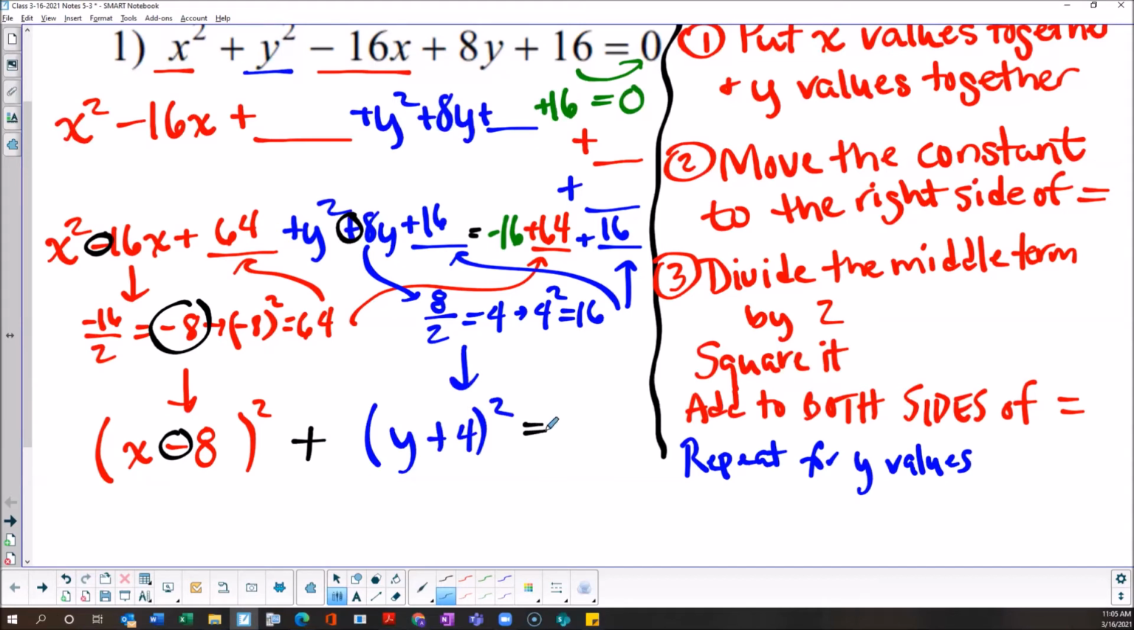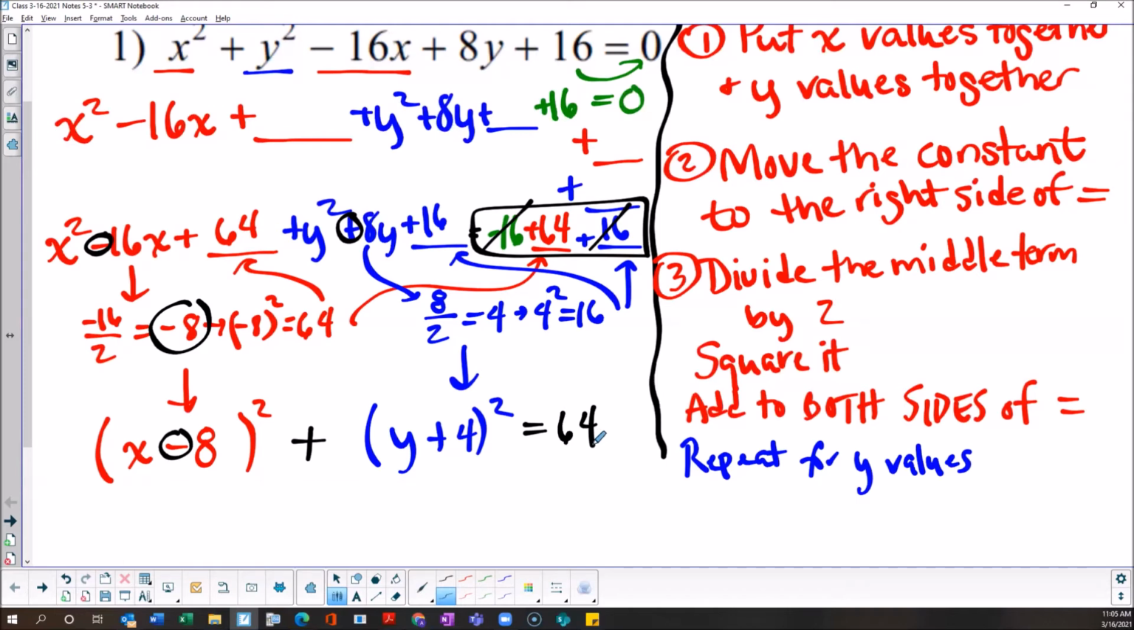And then to get the right side of the equation, I just consolidate my numbers together, right? And this works out nicely because I have a negative 16 plus 16. Those are going to cancel out. So I end up with 64. And that's it.